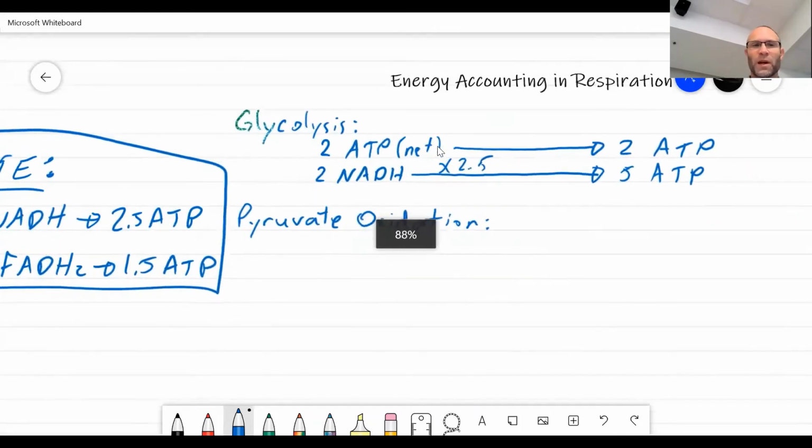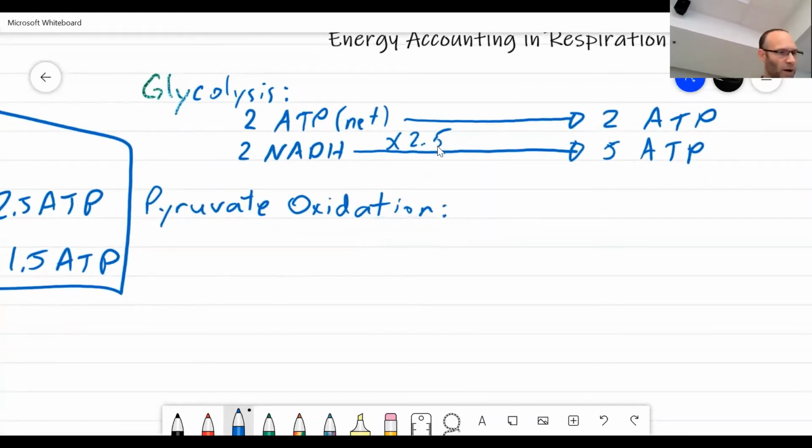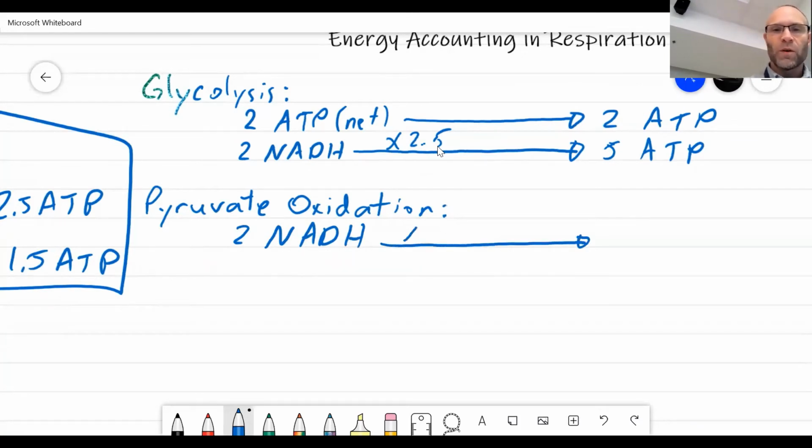Okay, I'm just going to expand this a little bit. It makes it easier to write for me. So we made no ATP there directly, but we did make 2 NADHs. Same thing as before, we're going to multiply by 2.5, and that is going to give us 5 more ATP.